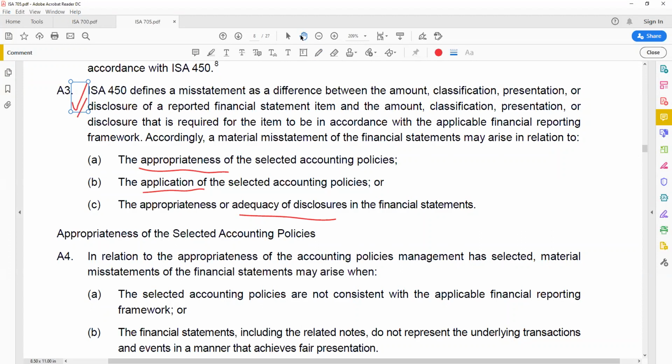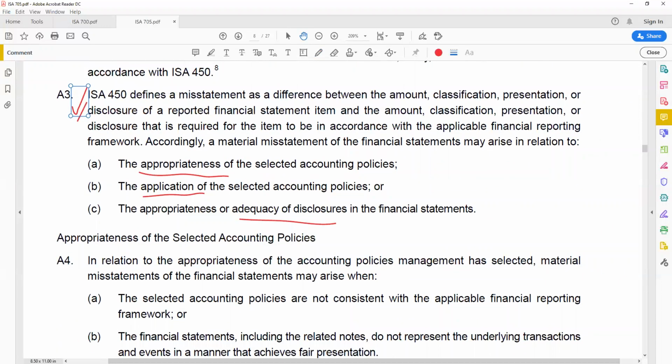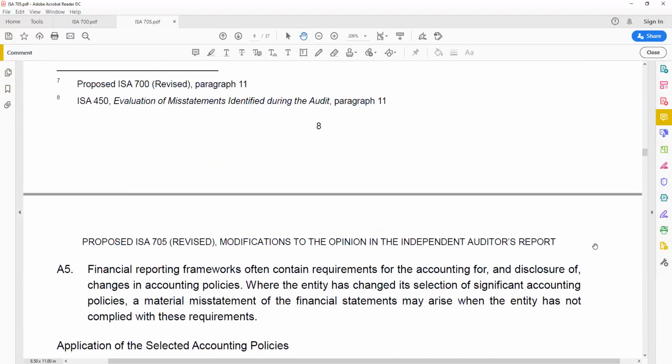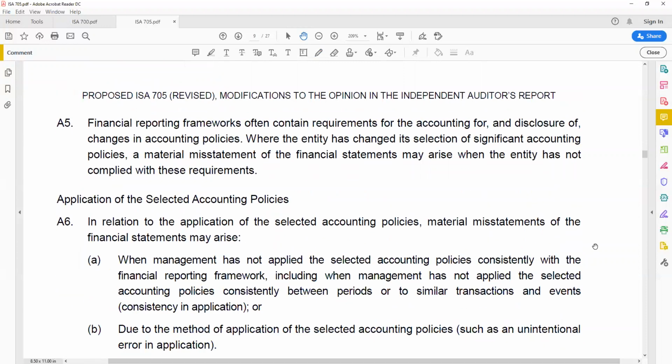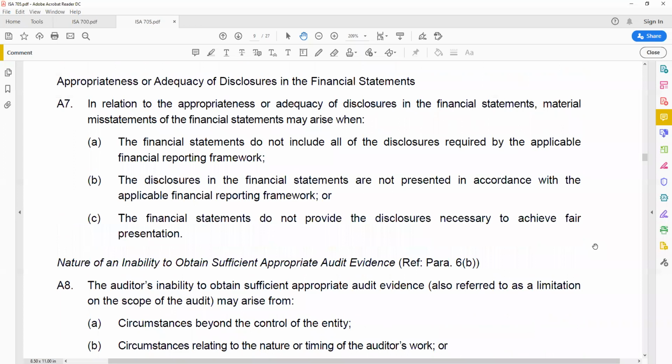And of course, this is explained further in each of the notes that follow: A4, A5, A6, A7. Those are examples of situations where there could be disagreement on a matter. So I would refer you to go through them.